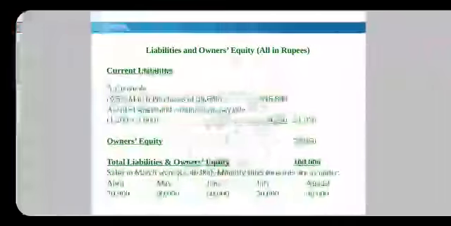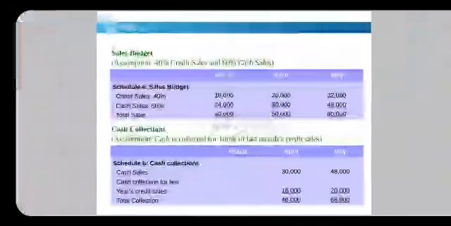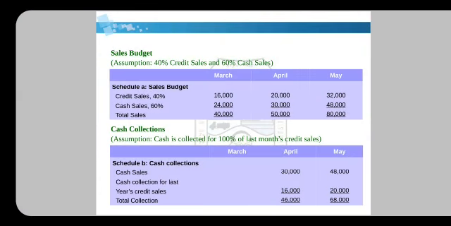So let's see. For March it is 40,000. So 40% of 40,000 is 16,000. 40% of April's 50,000 is 20,000, and 40% of May's 80,000 will be 32,000. And for cash sales, it's 60% for March, 60% for April, and 60% of May. So that is 24,000, 30,000, and 48,000.